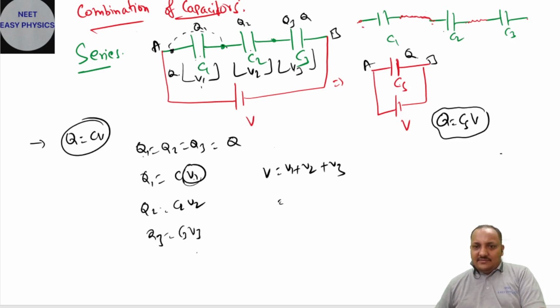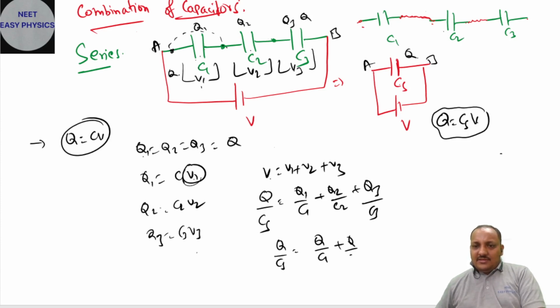From this, what is V1? Q1 by C1. Q2 by C2. Q3 by C3. What is V? Q by CS. All Q1, Q2, Q3 are the same. Therefore, Q by CS equals Q by C1 plus Q by C2 plus Q by C3. If all the Q's cancel, then what will you get? That is the final equation: 1 by CS equals 1 by C1 plus 1 by C2 plus 1 by C3.